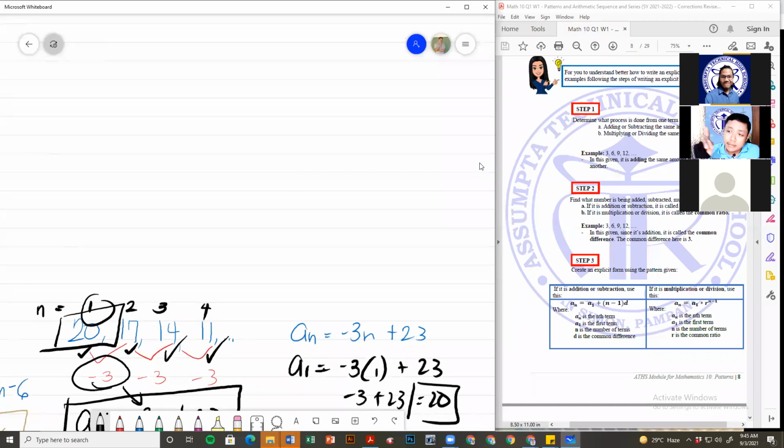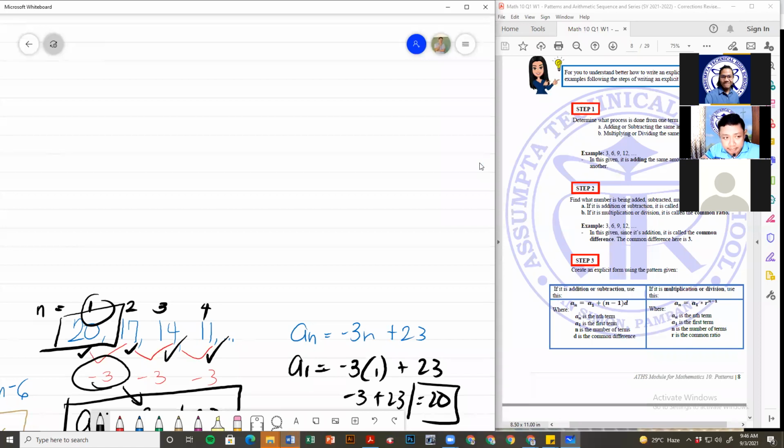Kasi always remember, in math, there's no such thing as automatic, you're a perfect mathematician agad. No. You should learn different things for you to learn the process. Kaya nga, sobrang dami ng mga binigay kong example sa inyong module para ma-practice ninyo. Okay? There's a question here.